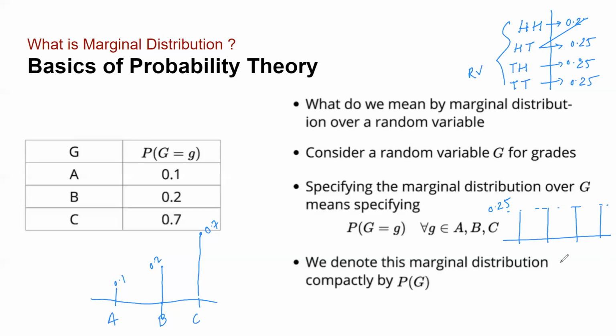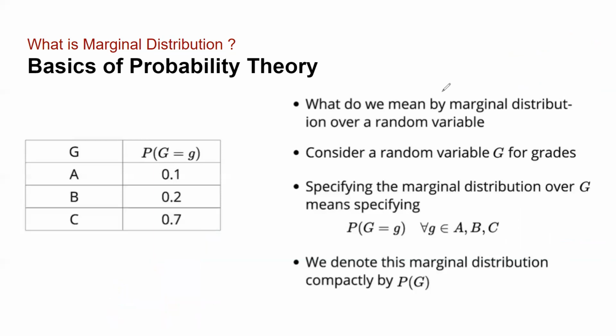This is called uniform probability distribution. We will see some more probability distributions later, but for now, I have introduced one kind of probability distribution, and that is uniform probability distribution.